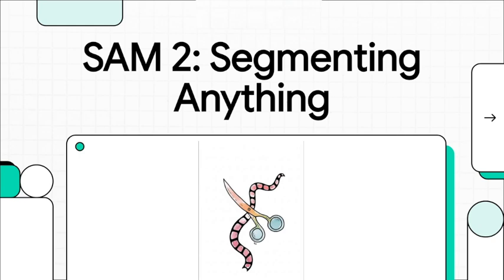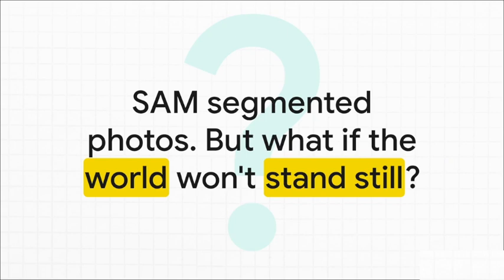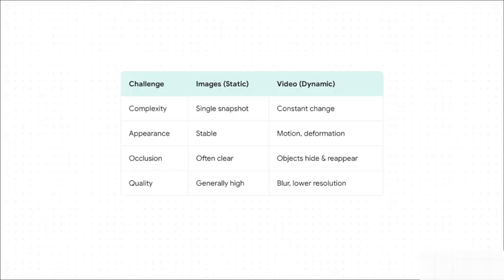You know, the original SAM was a total game changer for static images. You could click on a picture and boom, it would perfectly outline an object. But video is a completely different beast. It's fluid, it's messy, it's constantly changing. So the big question is, how on earth do you teach an AI to follow and segment an object that's always in motion?